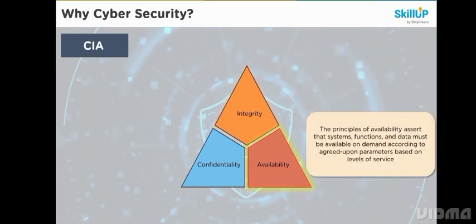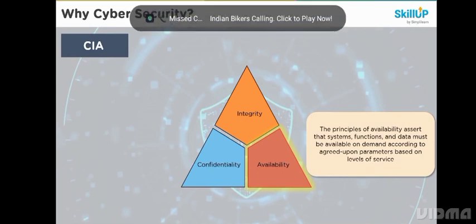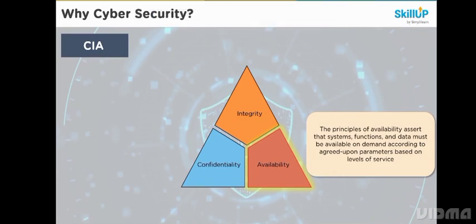The availability part ensures that this data is made available to all authorized users when and where they want it, right? The principle of availability asserts that systems, functions, and data must be available on demand according to agreed upon parameters based on levels of service. Now, this is where your service level agreements would come in. For example, when we log on to Gmail, we always assume that Gmail is going to work and be available online. At no point in time, or very few times, has it ever occurred that you've gone onto the internet, typed in gmail.com, and the website is not available. In fact, if the website doesn't open, we figure the internet is not working, right? But Gmail as a service is always made available.